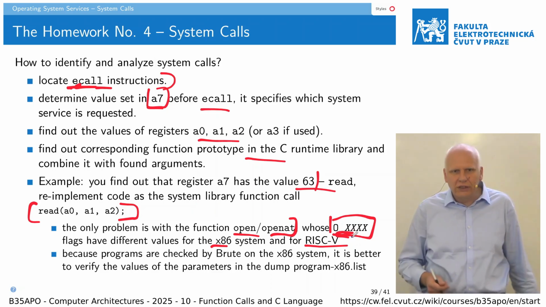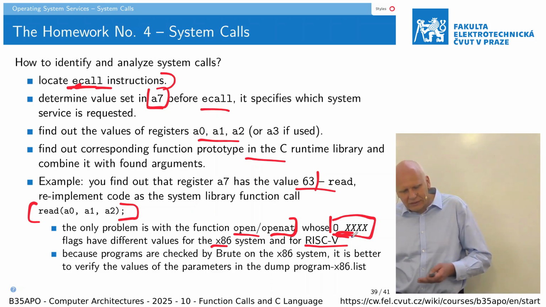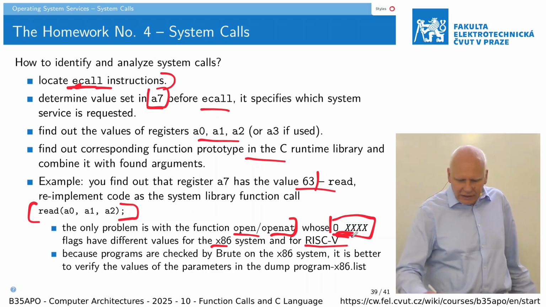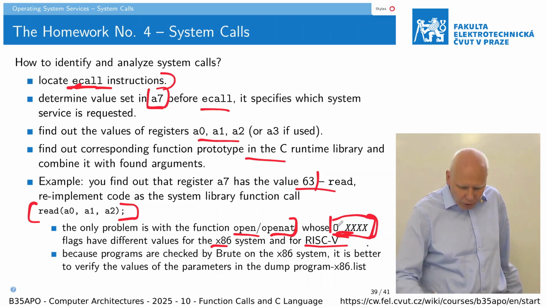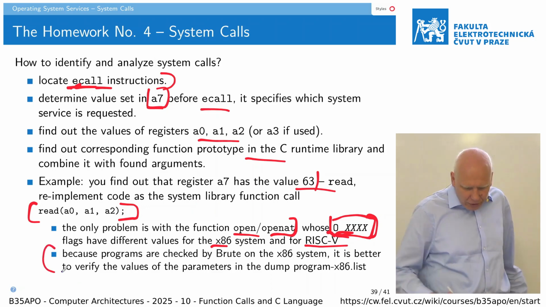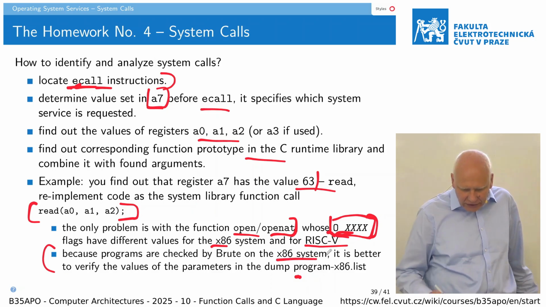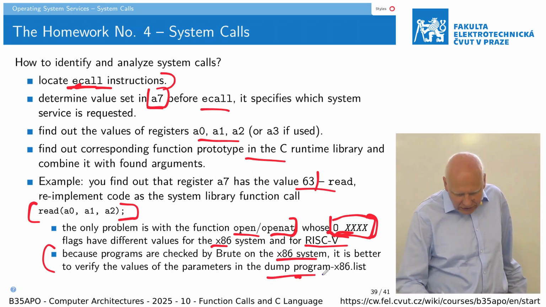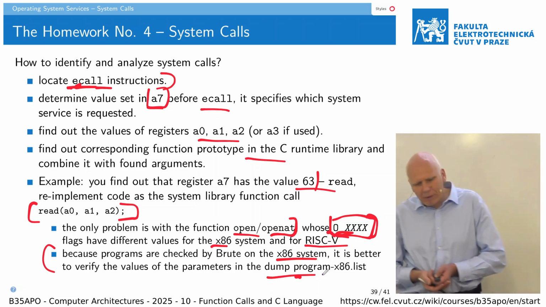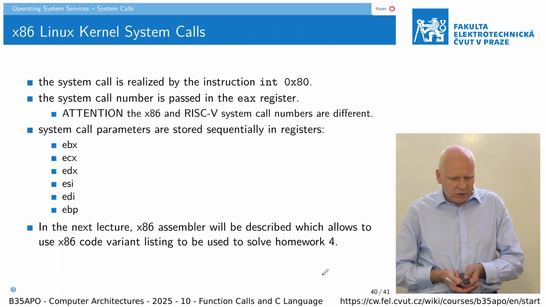So if you use fcntl.h, then basically it would work on both, but it is necessary to find the corresponding O flag. And yes, the program is checked by BRUTE, and you can find even the x86 listing. So those flags are probably better identified on the x86 listing, which corresponds to x86.